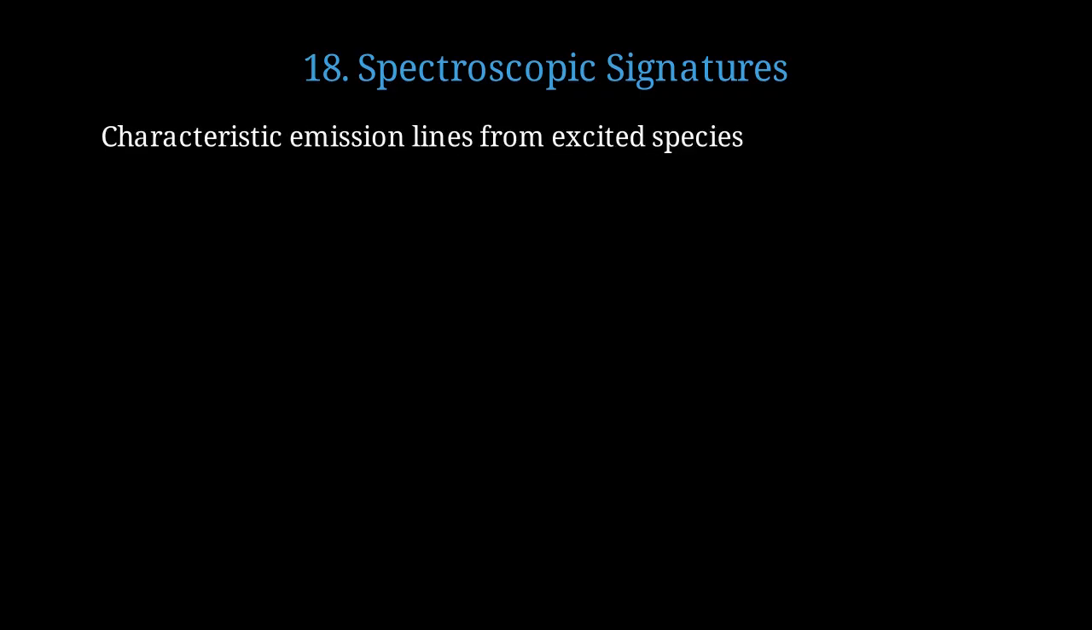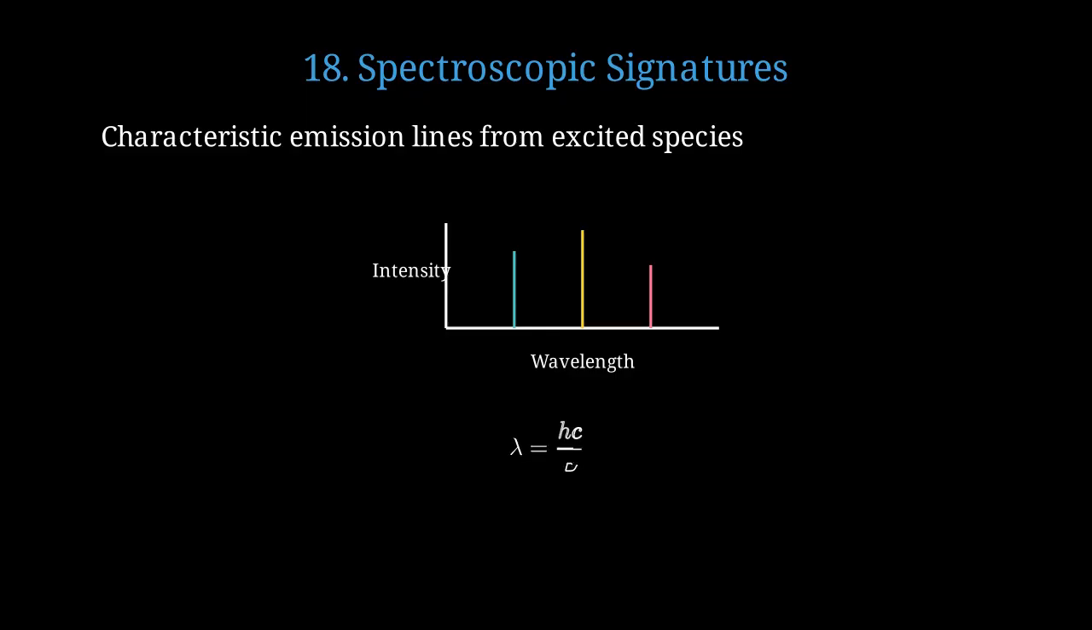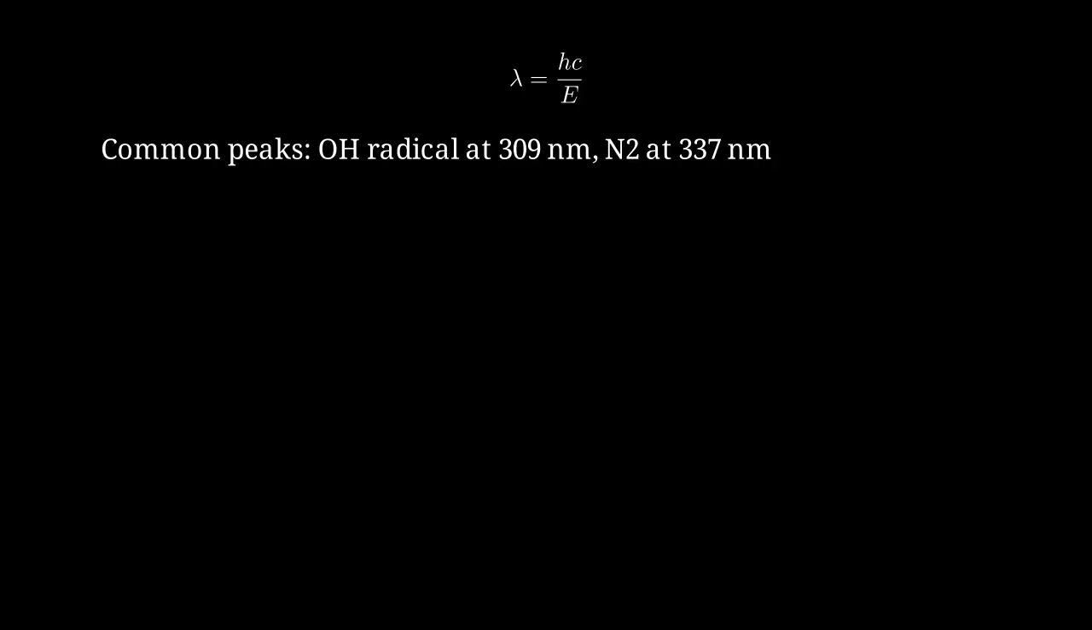We can identify microlightning events by their unique light spectra. Each excited molecule emits light at characteristic wavelengths, creating a unique spectroscopic fingerprint. A typical emission spectrum shows peaks at specific wavelengths, identifying which molecules are excited during discharge. The wavelength equals Planck's constant times the speed of light divided by the photon energy. Common spectral peaks include hydroxyl radical at 309 nanometers and excited nitrogen at 337 nanometers.